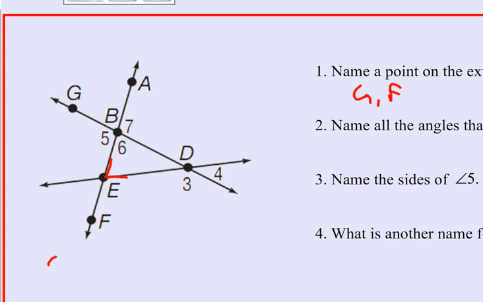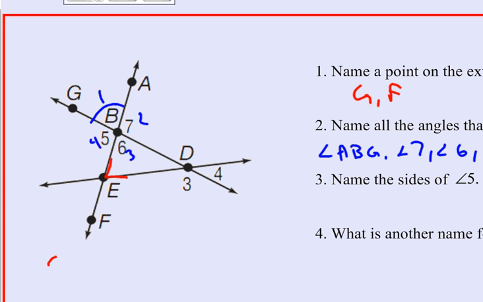So name all the angles that have B as a vertex. Well, there's quite a few of them. In fact, there's 4 of them. So all the angles that have B as a vertex should look like this. You should have angle ABG. That's this one right here. You should have angle 7, angle 6, and angle 5. So you should have 1, 2, 3, 4 angles that all fit into that.